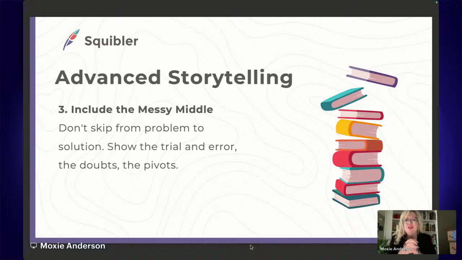Another strategy you can use is to include that messy middle part. Don't skip from the problem to the solution. That makes it seem like there's something magical and that everything ends clearly and neatly. When we have problems in the field of business, it doesn't work that way, as most of you watching this know. You want to show the trial and error, the doubts, the pivots, the restless nights awake, wondering if you're going to be able to meet payroll and so forth.